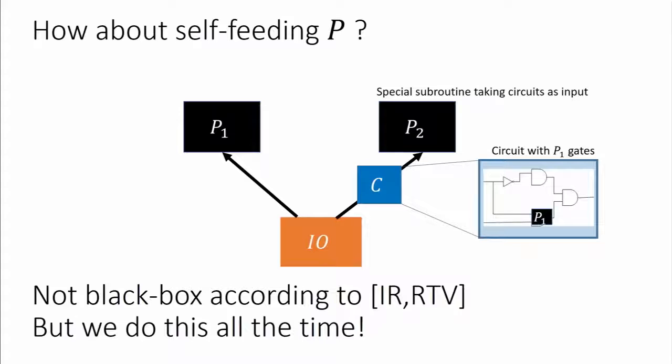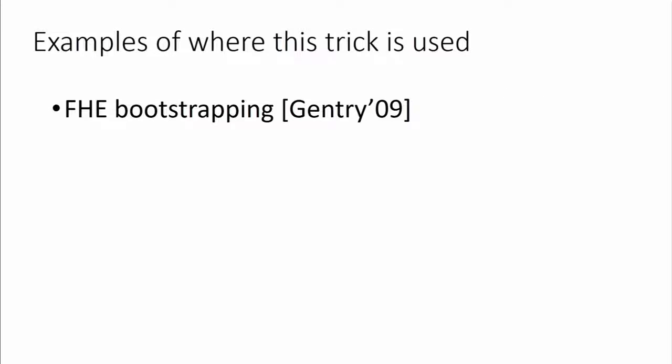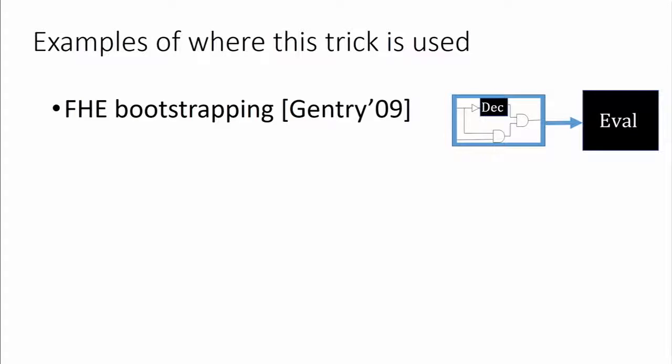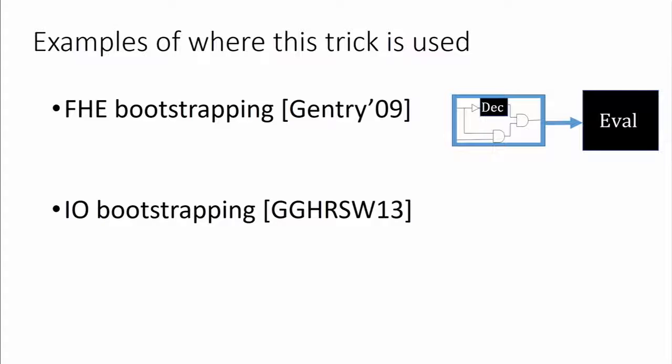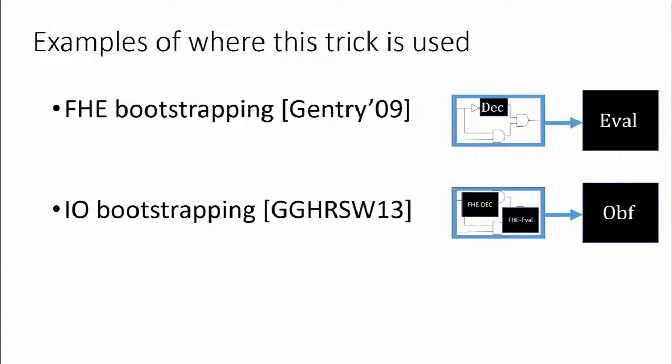Let me give you a couple of examples where this trick is used. This is a list of 3 items; you can probably add 20 more to it. So for example, when we are bootstrapping the construction of homomorphic encryption, as Gentry did, what we are basically doing is giving a circuit to the evaluation algorithm where this circuit has the decryption algorithm in it somehow. Or if you want to bootstrap I/O, we are doing kind of similar things. We are obfuscating a circuit that has some FHE algorithms planted in it.